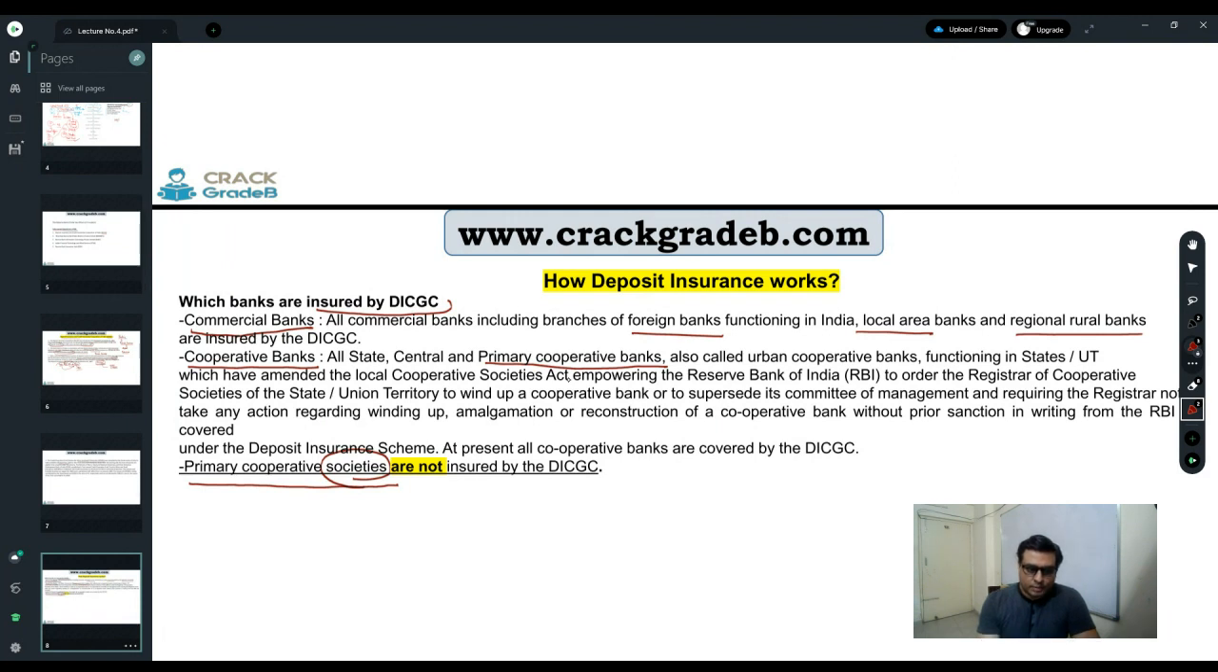Except primary cooperative societies, all other banks in India do come under DICGC's cover, right? DICGC's cover. And before going further, it is not optional for the bank. It is mandatory for banks to have a cover of DICGC. It is not like LIC, or life insurance, which is optional for you, right?